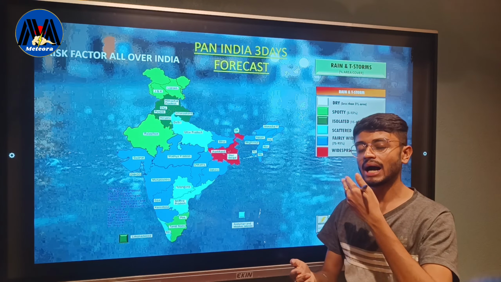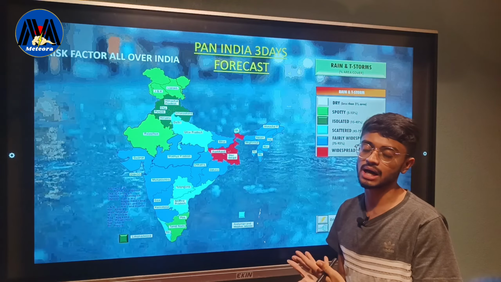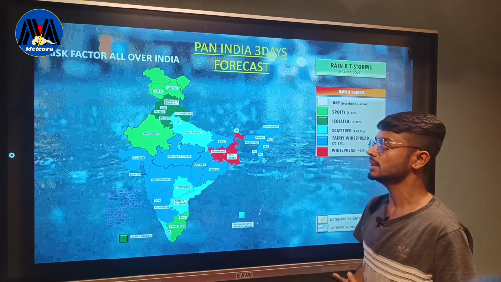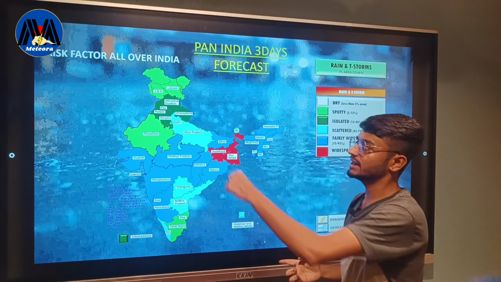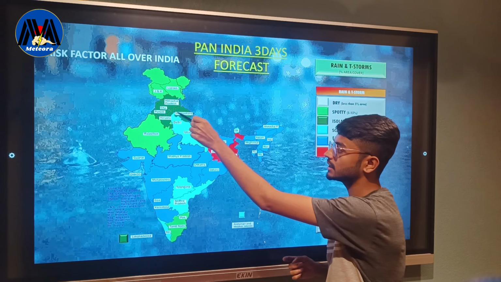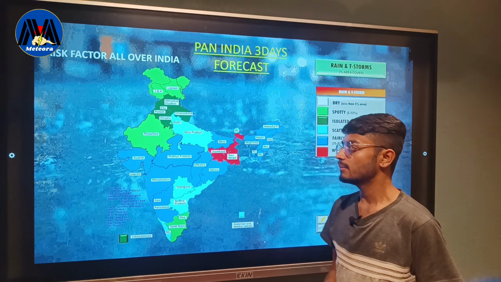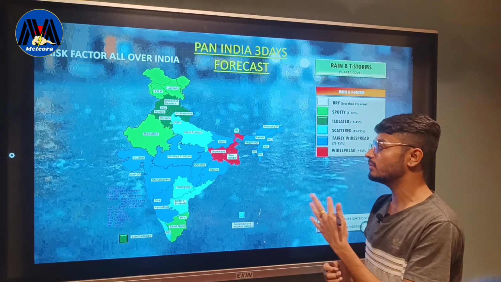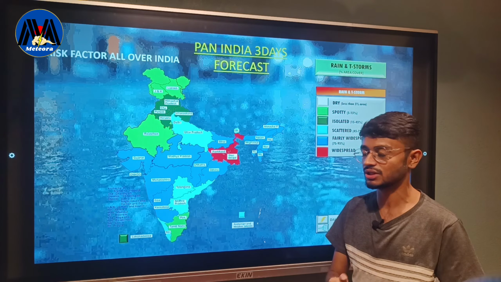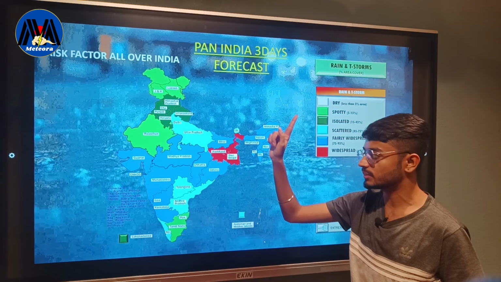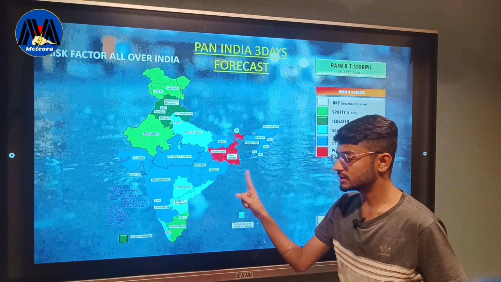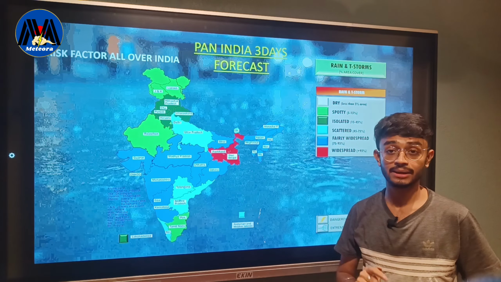Moving on to a bit higher intensities of the thunderstorms and rainfall, where Himachal, Uttarakhand, Punjab, Chandigarh, and Haryana are showing an isolated coverage, which is a bit higher. Moving on to the next step, a scattered condition will be observed in the case of Uttar Pradesh, Telangana, Andhra, Kerala as well as Sikkim.